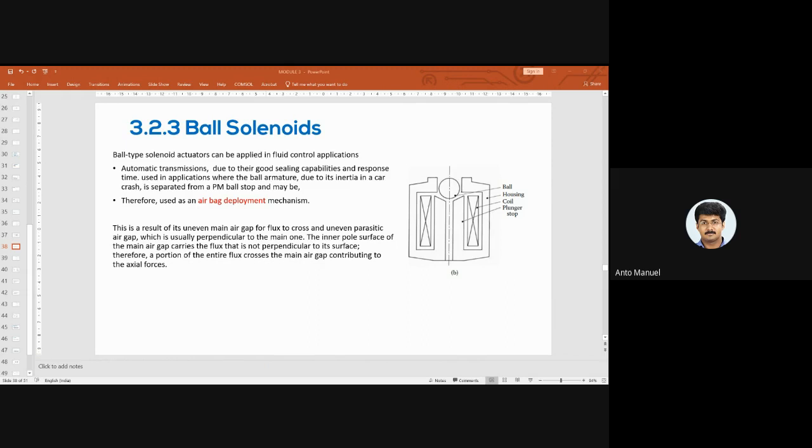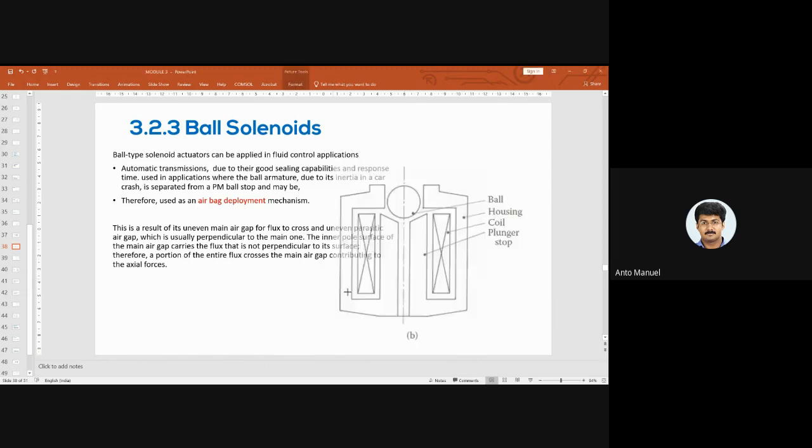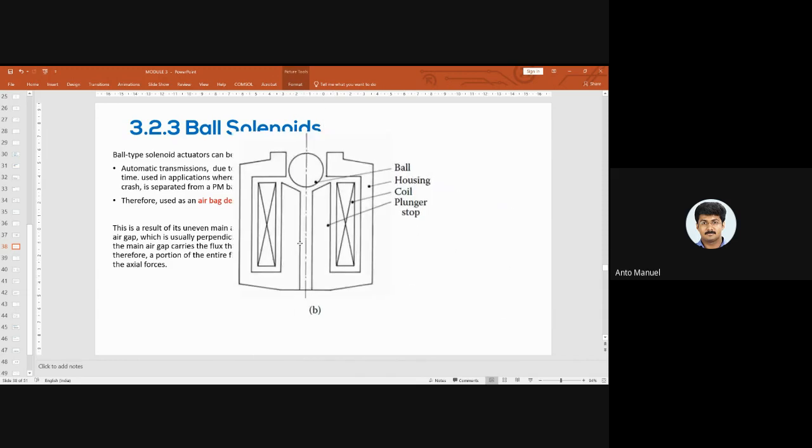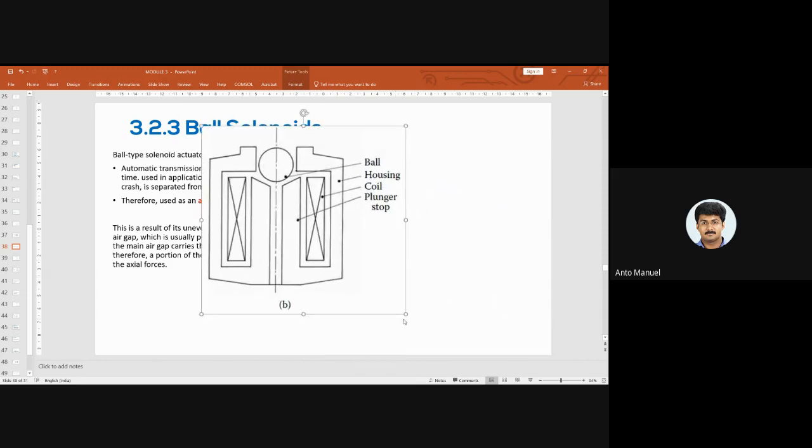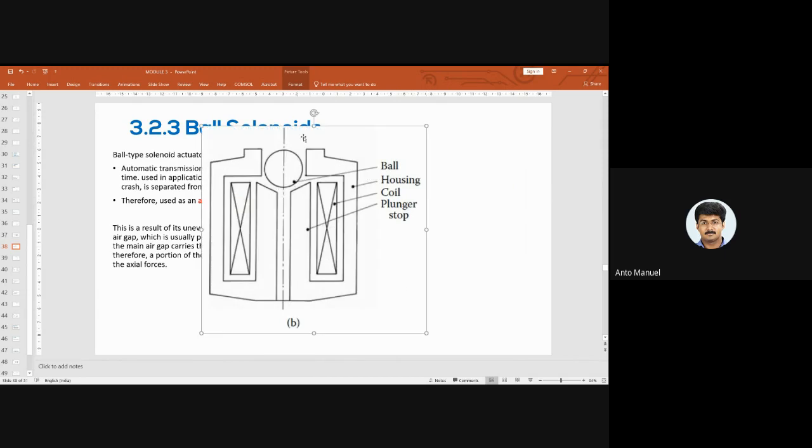And when we go deep into the structure, the movable part is like a ball, and it should have a housing. It consists of a coil and has a plunger stopper.